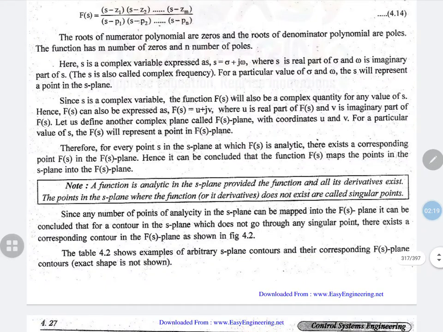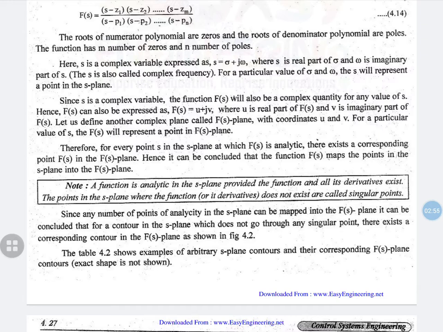This function is analytic in the s-plane, provided the function and all its derivatives exist. The points in the s-plane where the function or its derivatives do not exist are called singular points. So a function is said to be analytic if its derivative exists, and the points where the derivative does not exist are known as singular points.